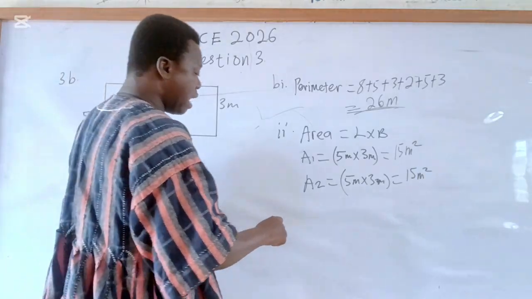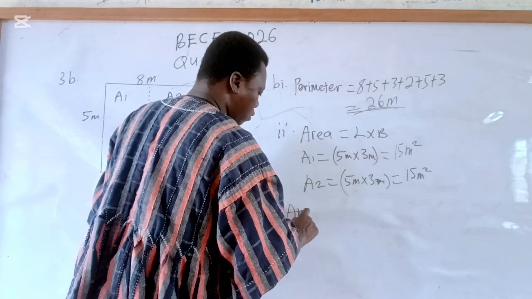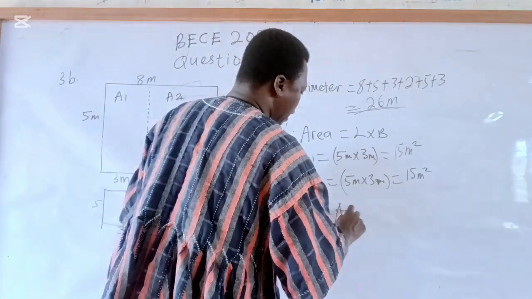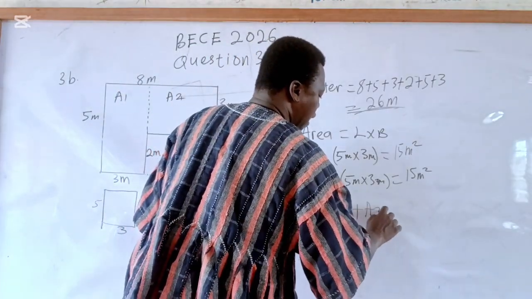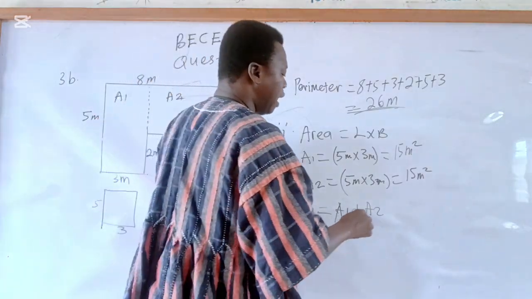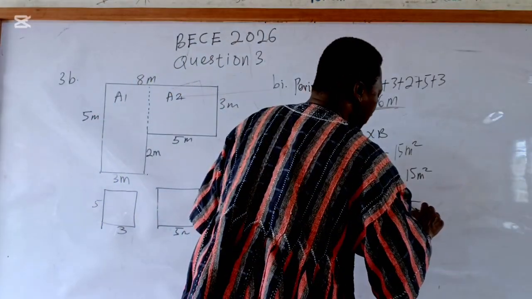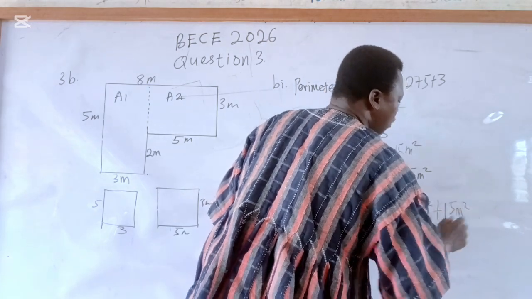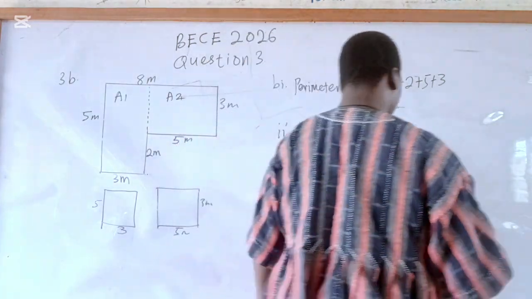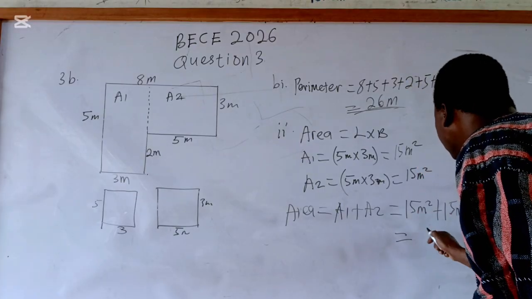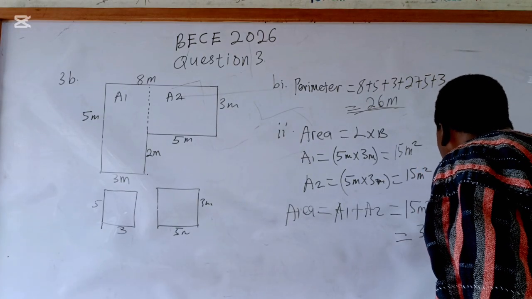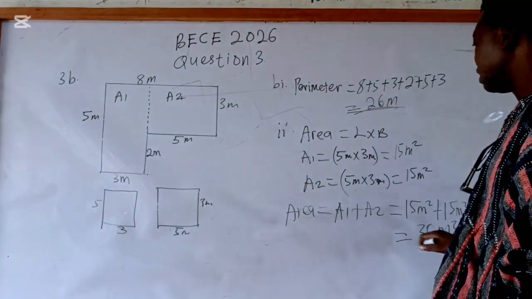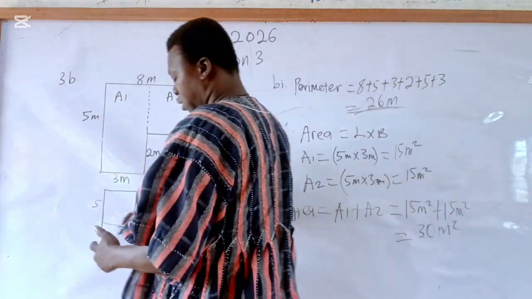Now, to get the area, it will be equal to area 1 plus area 2. And this will be 15 meters square plus 15 meters square. So the final answer will be 30 meters square. This is the area.